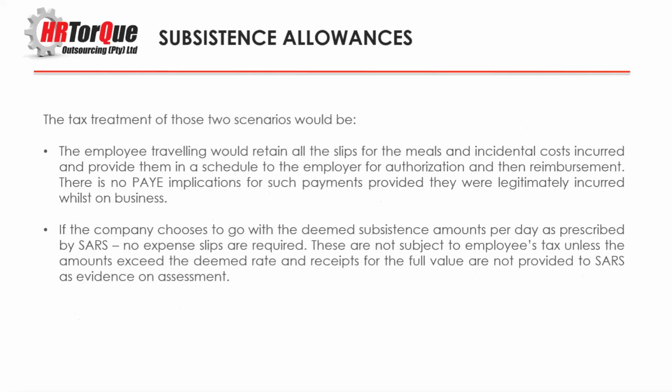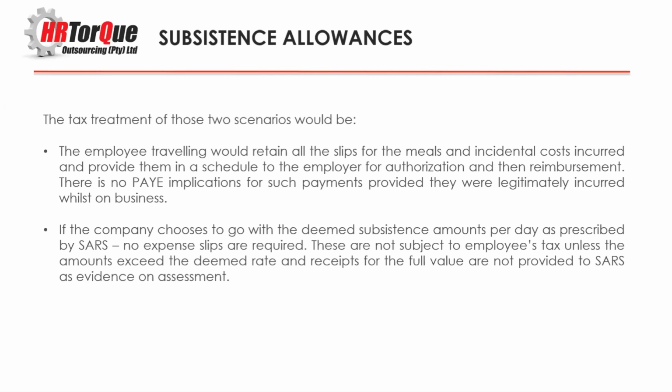So the tax treatment of those two scenarios, as I briefly mentioned, the employee would retain slips, hand them in. There's no PAYE implications because they are expenses legitimately incurred. And then in scenario 2, where you've chosen to go the subsistence allowance route, you've gone at the rate that SARS allow, and there's no PAYE and there's no PAYE on assessment. If you go with a rate higher than the SARS rate, it's important that you code that correctly in payroll, and that the employee knows that the slips that they've maintained to prove these higher expenses are available to SARS. Otherwise, the difference is taxed on assessment.